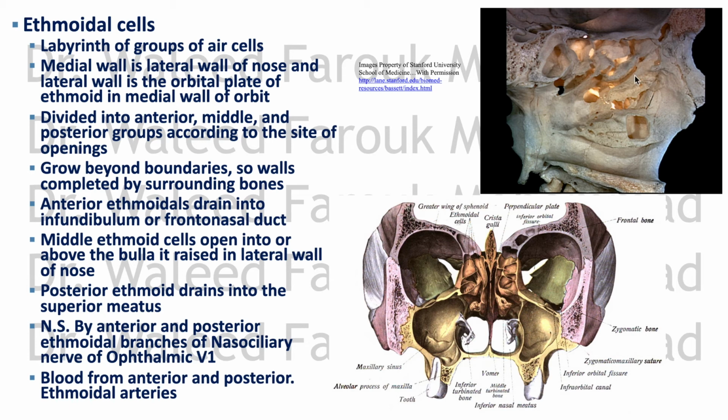The nerve supply is by the anterior and posterior ethmoidal nerves. The anterior supplies the anterior and middle, and the posterior supplies the posterior, as well as the sphenoid paranasal air sinus, and blood from the anterior and posterior ethmoidals, from the ophthalmic, from the internal carotid artery. Okay.